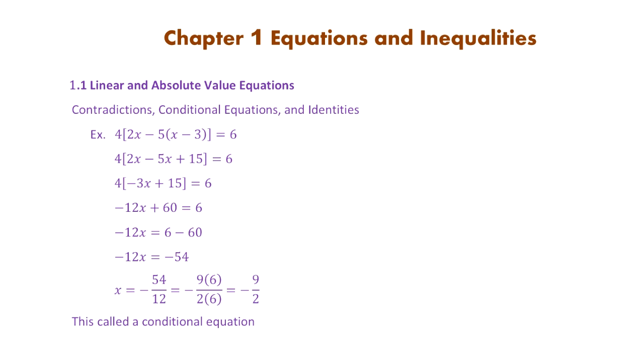It's always true. And then we have so-called conditional equations, when you solve an equation and you just get one solution. That's called a conditional equation because you have only one solution. The equation is true for only one value of x. All right? Any questions at this point?